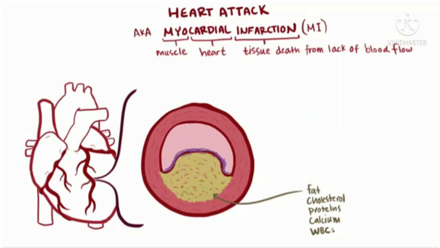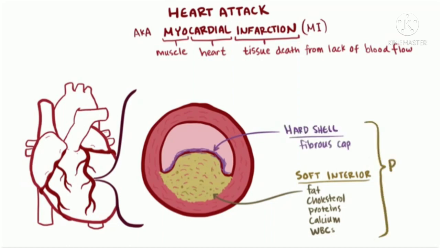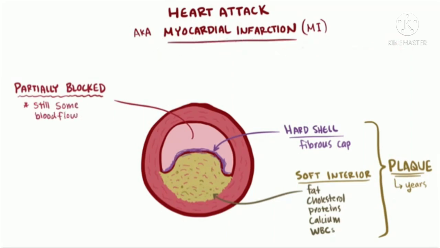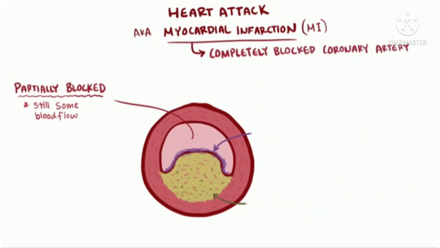This mound of stuff has two parts to it: the soft, cheesy textured interior, and the hard outer shell, which is called the fibrous cap. Collectively, this whole thing's ominously called plaque. Usually, though, it takes years for plaque to build up, and this slow blockage only partially blocks the coronary arteries. And so, even though less blood makes it to the heart tissue, there's still blood. Heart attacks happen when there's a sudden, complete blockage or occlusion of a coronary artery. So let's see how that can happen.